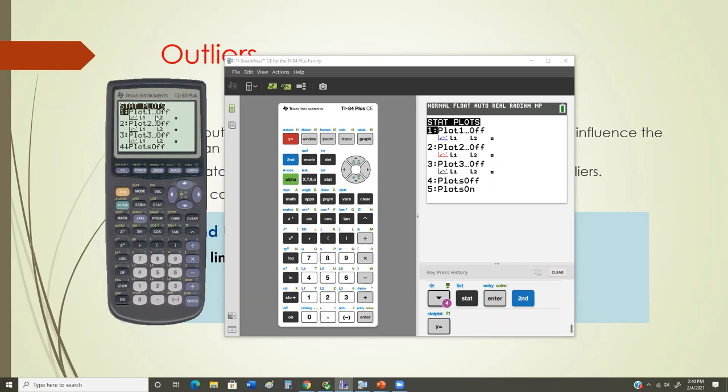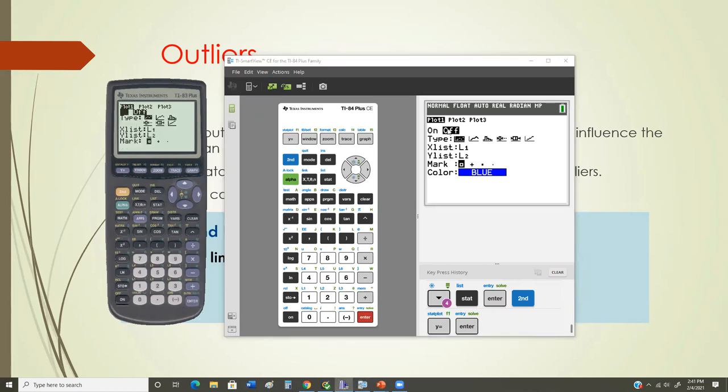Okay, I got it. Good. Does everyone notice where it says Plot1 ... Off? That's what you should all see on your screen. What we have to do is turn our stat plots on. Under number one, while it's highlighted, you're just going to hit enter.